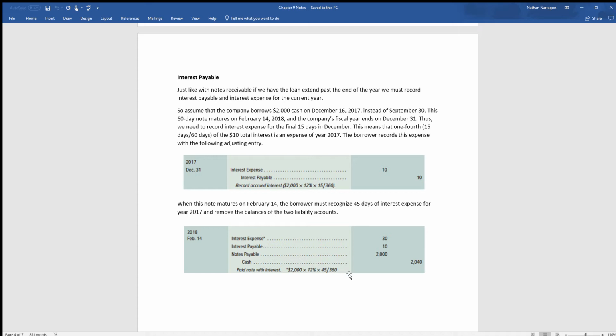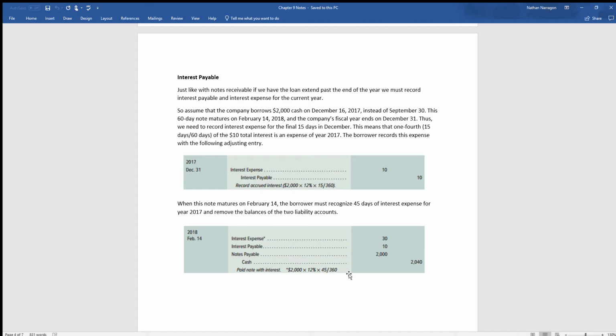So again, we're going to assume that same $2,000, but it was borrowed on December 16th instead of September 30th. So stay with me. This 60-day note matures on February 14th. Bummer. They're going to end up having to pay on Valentine's Day. That's going to be nice, a good note to the bank. And the company's fiscal year ends, of course, on December 31st.